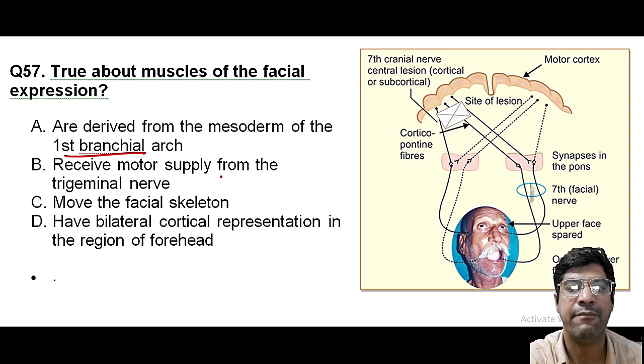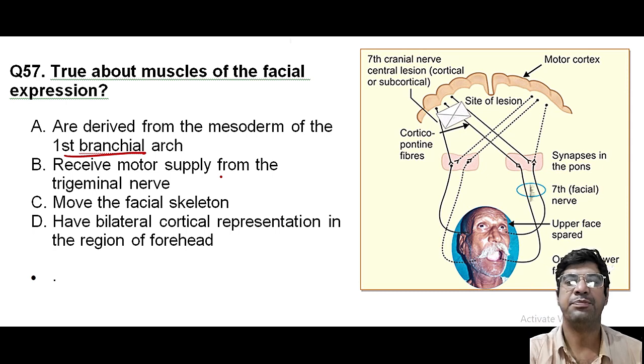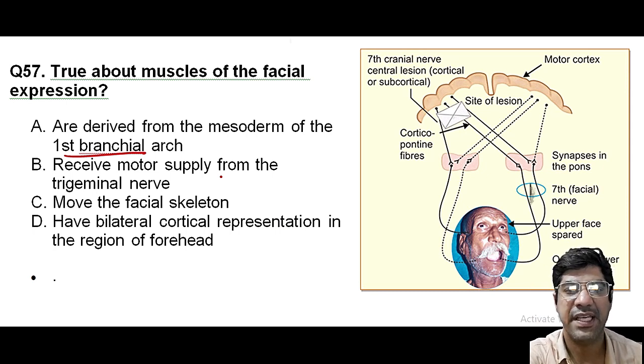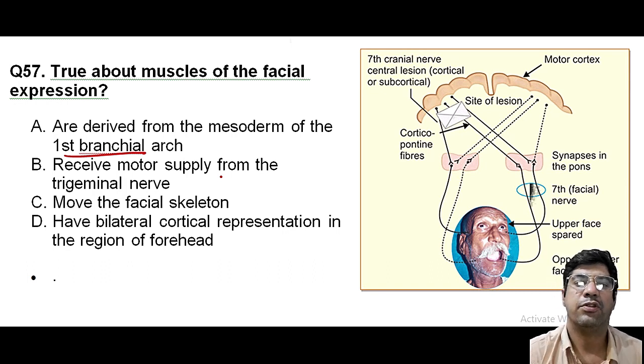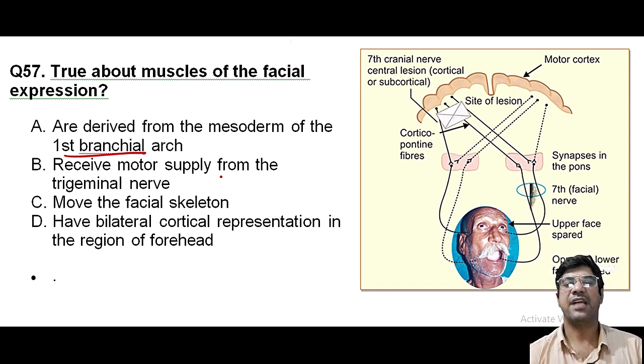Option B, they receive motor supply from the trigeminal nerve. The muscles of facial expression receive their motor supply from the facial nerve and not the trigeminal nerve. The trigeminal nerve primarily supplies the muscles of mastication that are responsible for chewing. Option C, moves the facial skeleton. The muscles of facial expression do not move the facial skeleton, that is the bones of the skull. Instead, they move the soft tissue of the face, such as skin and underlying structures. These muscles are responsible for various expressions like smiling, frowning, raising the eyebrow.